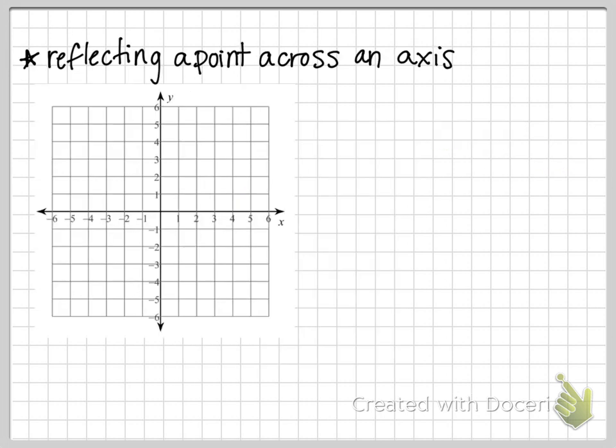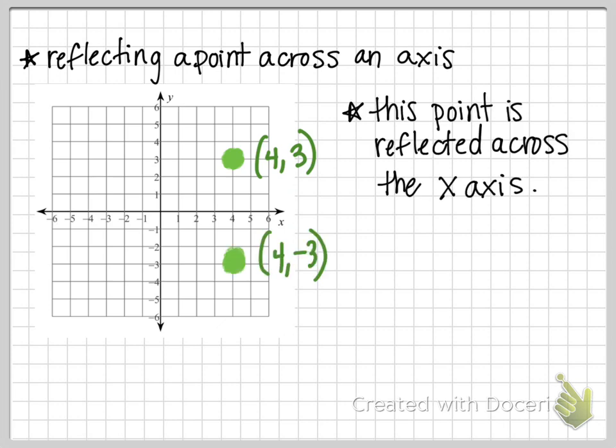Okay, we're going to start talking about reflecting a point across an axis. Okay, remember the axes, the plural of axis, are the horizontal and vertical number lines. Let's look at this point 4, 3. If we start with this point, we're given this point 4, 3. And we're asked to reflect it across the x-axis. All right, notice, let me do this kind of in red so we can see it.